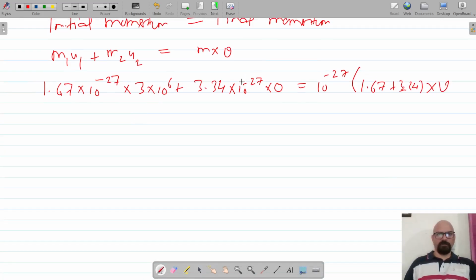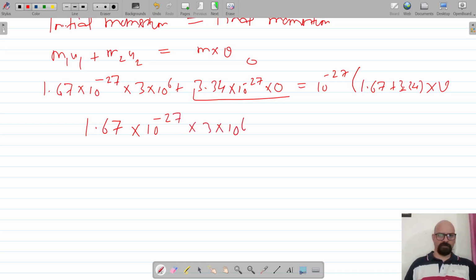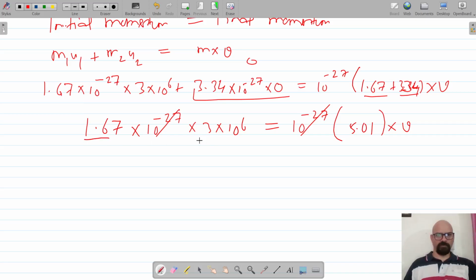v. Okay, so this term is 0, and now we have 1.67 × 10^-27 into 3 × 10^6, which is equal to 10^-27 into 1.67 plus 3.34, which is 5.01, into v. So 10^-27 gets cancelled. 1.67 into 3 is 5.01.